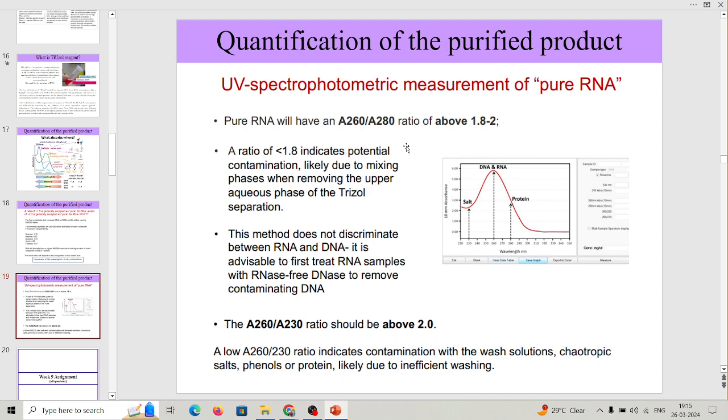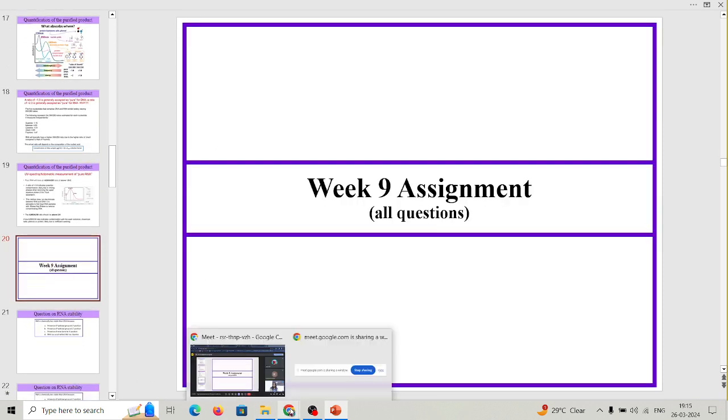This method does not discriminate between RNA and DNA. It is advisable to treat the RNA sample with RNase-free DNase to remove contaminating DNA. Again, the 260 by 280 ratio and the 260 by 230 ratio should be above 2. A low 260 by 230 indicates presence of chaotropic salts, phenols, proteins due to insufficient washing. Okay, so I am sure that is clear.